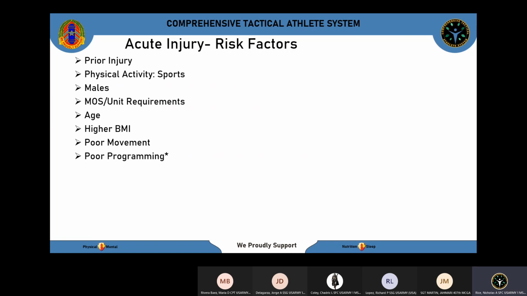MOS and unit requirements, right? Obviously, our combat arms and engineers are going to have a significantly higher physical demand, military police as well, than some of our quartermaster or human resources might, or at least in a different capacity, right? So quartermasters can have an extremely high physical demand, but in a completely different capacity than like an infantryman will. Age is a huge one.